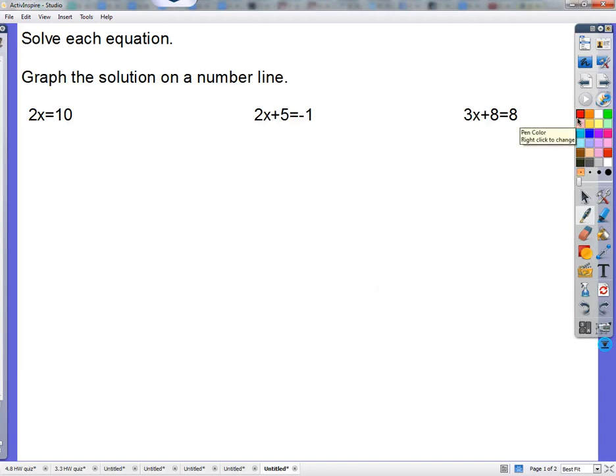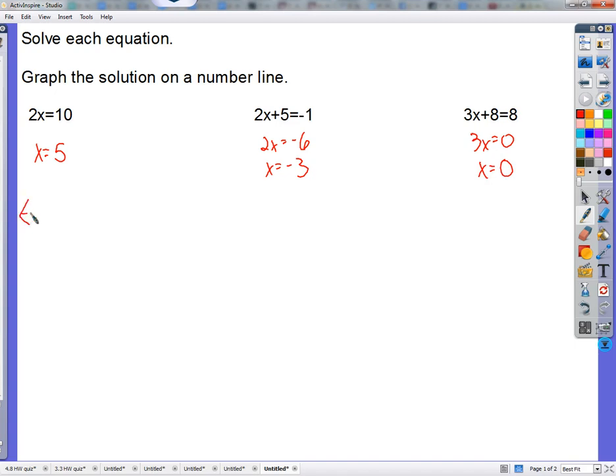So let's find the solution to each of these, then we'll go to the number line part of it. Alright, I think everybody's doing fine. Solving these, x equals 5, 2x equals negative 6, so x equals negative 3. 3x equals 0, subtracting on both sides, and dividing by 3, you get x is 0.